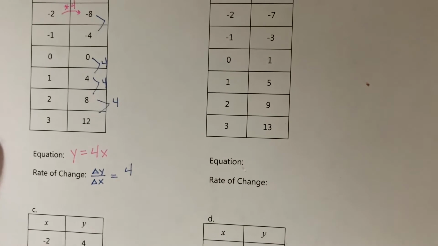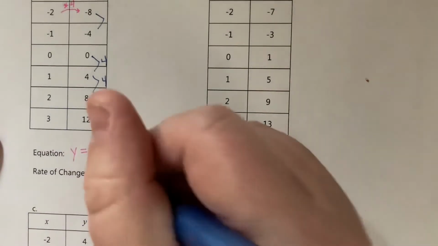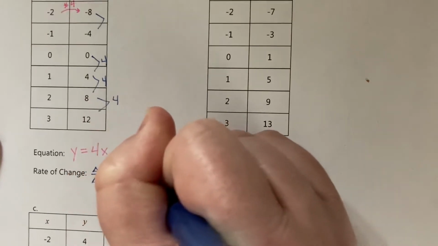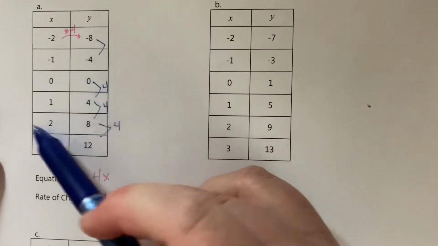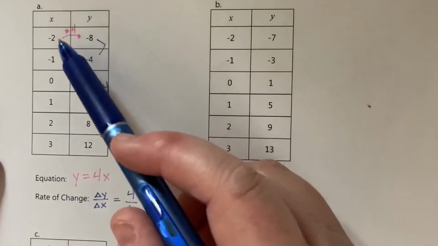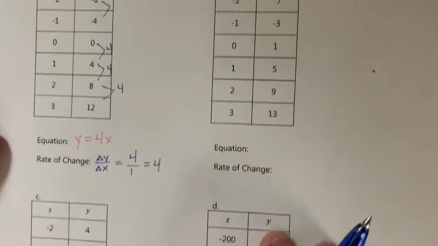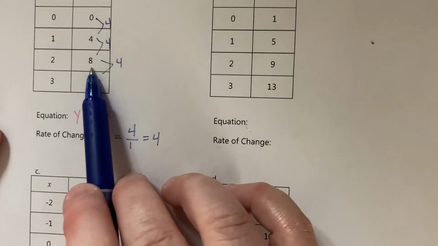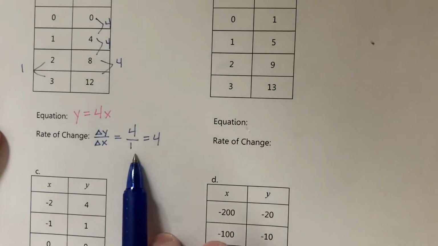But we also want to make sure that at the same time the X is only increased by 1. Right? Because sometimes some tables might have the X's go up by 2s or 3s or something else. So we always look for how does the Y change over how do the X's change. So from here to here, the Y's went up 4 while the X's went up 1. So our rate of change is 4.